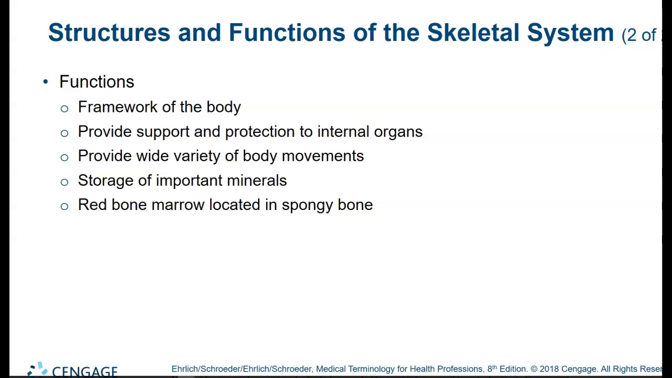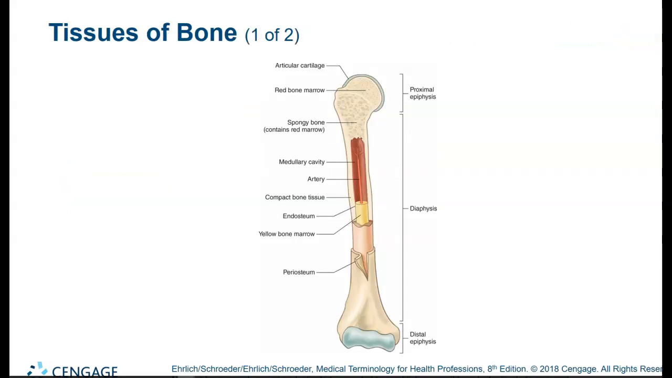It also helps provide movement through our joints. It's a storage of important minerals, calcium, and we need that for nerve and muscle function, and that is stored in our bones. And then our red bone marrow, which actually plays a huge piece in the formation of our blood cells.